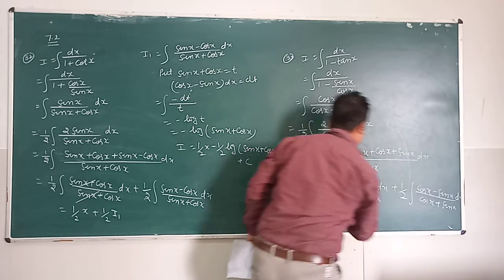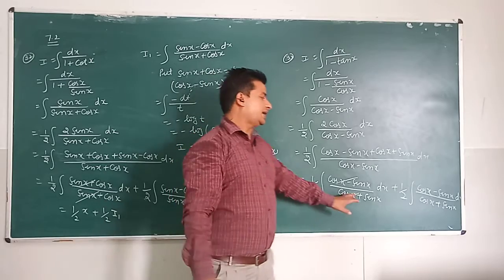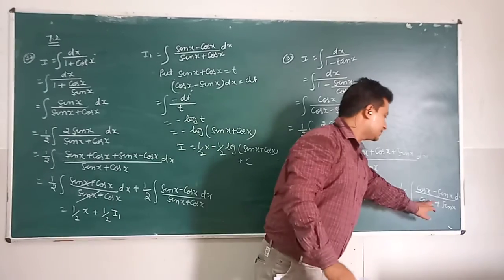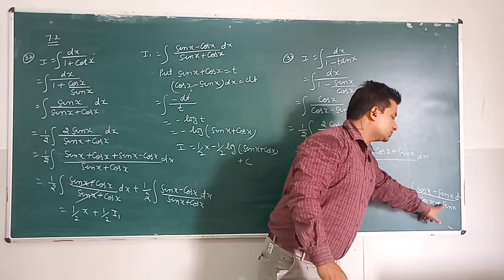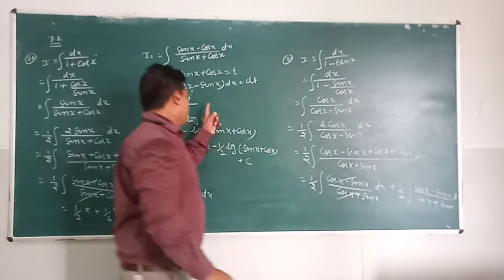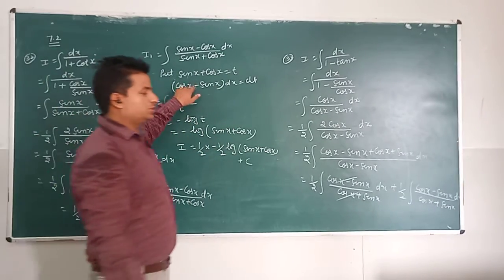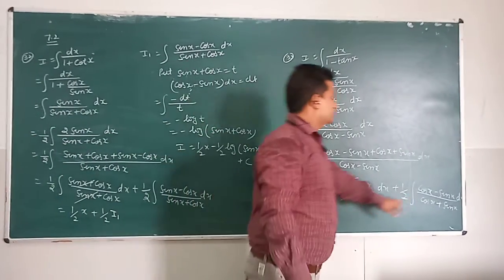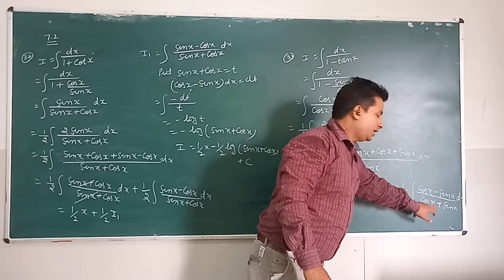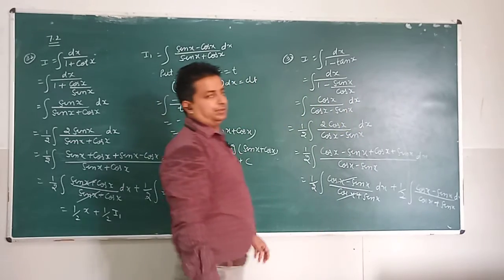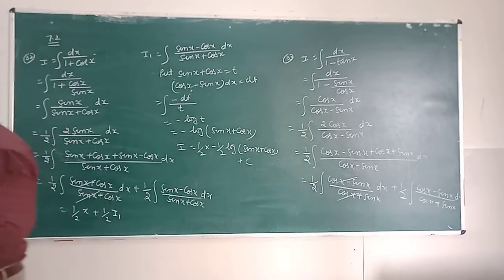This is cancelled. Integration of this is x, and here we write this as I1 and put cos x plus sin x as t, as in that question. So differentiation of this is dt, this is dt upon t, and its integration is log t. This is the answer.